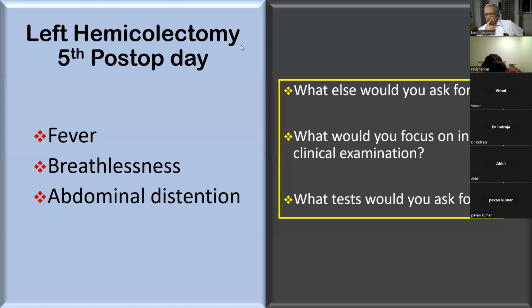Indraja. CT, yeah. What did you say? CT with contrast, oral contrast. Oral contrast, left hemicolectomy. The anastomosis will be between the rectum and the descending colon or the transverse colon. When will the oral contrast reach it? We'll give it per rectum, sir. Rectal contrast. What contrast would you use? Nikita.